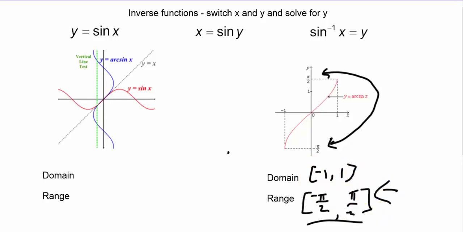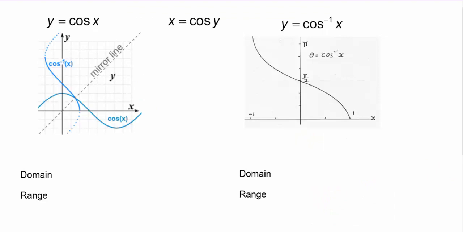Now, if I do the same for the cosine graph, it will also repeat itself. But in this case, it repeats itself in a different interval. And you'll notice that interval goes from 0 to pi. These are the output values for inverse cosine, over again that interval of negative 1 to 1.